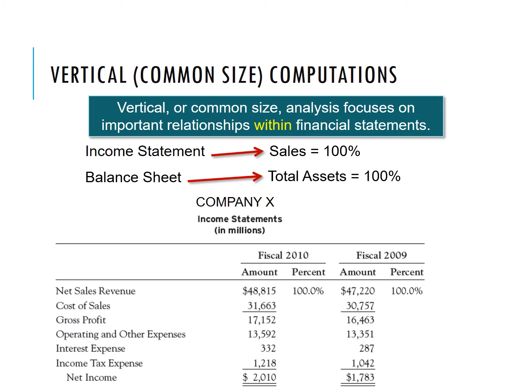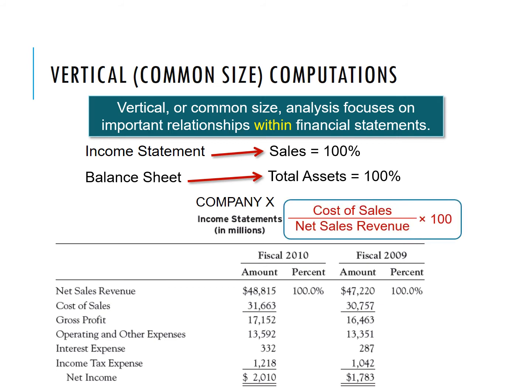Here we have company X, and in general, sales are always equal to 100%. If you're wondering what to calculate these parts of the income statement as a percentage of, you always want to calculate it based on sales, or your revenue dollar amount. In this case, we have net sales revenue at the top, and that's going to be 100%. Why don't you go ahead and calculate cost of sales as a percent of your total. To do this, you're going to do cost of sales over net sales revenue times 100.